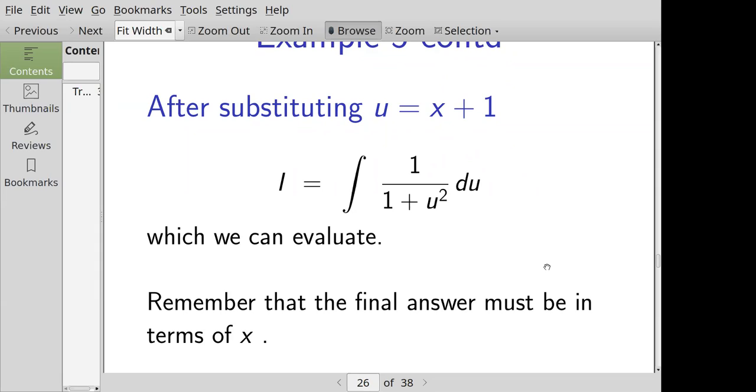And what's that? So the tan inverse. Yeah, tan inverse of u plus c. And then remember u equals x plus 1. Your final answer, if the original problem was all in terms of x's and dx's, then your final answer should be in terms of x and dx. Okay.